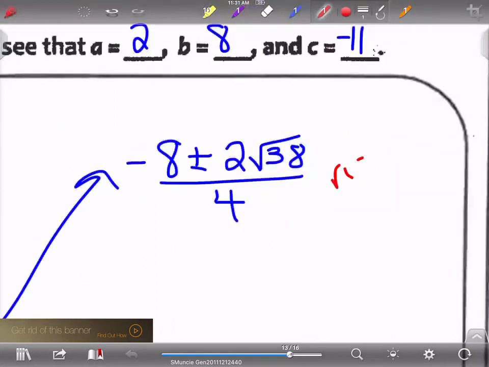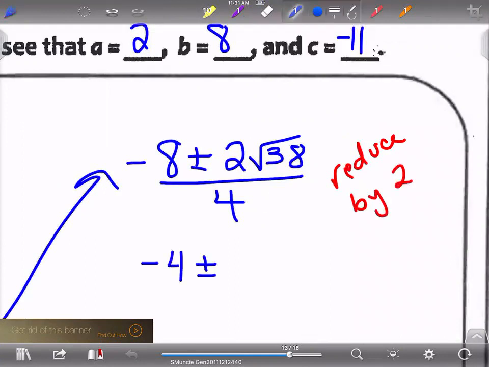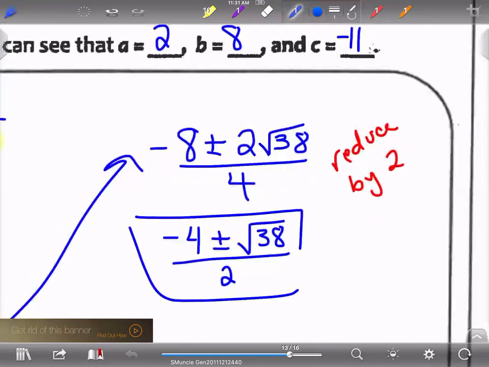Yep. So you're going to reduce again by 2. That's going to give us negative 4 plus or minus 1 square root 38 over 2. Again, you could write that 1 in front of the square root of 38, but it's definitely not necessary. That right there is your final answer. So negative 4 plus or minus 1 square root of 38 all over 2. Questions or concerns?